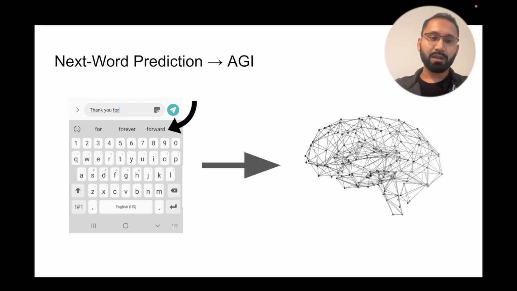So your phone does this. Every time you're typing something on your keyboard, you may see words pop up at the top where it's trying to predict the rest of your word or even the next word. In essence, that is what ChatGPT is. It's much more powerful, but in essence, that is what it is.